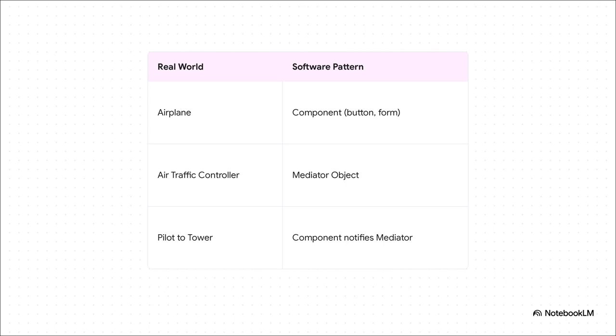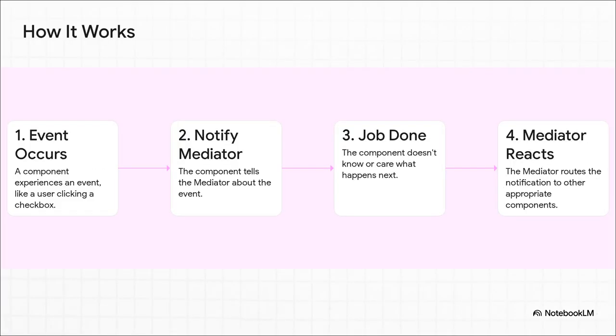Simple as that. So how does this whole thing work in practice? It's really just a simple four-step dance. First, something happens. Let's say a user clicks a checkbox. Step 2, that checkbox doesn't shout out to every other component on the page. Nope, it just quietly tells the mediator, hey, I've been checked.